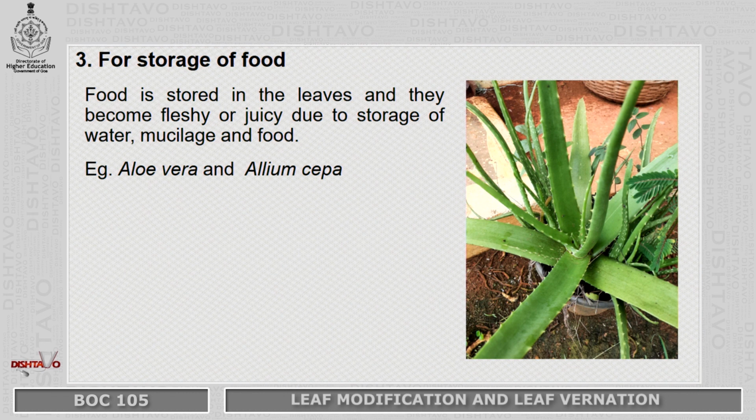For storage of food, food is stored in the leaves and they become fleshy or juicy due to the storage of water, mucilage and food. This is a common feature in Aloe vera and in Allium cepa. Allium cepa is nothing but onions.